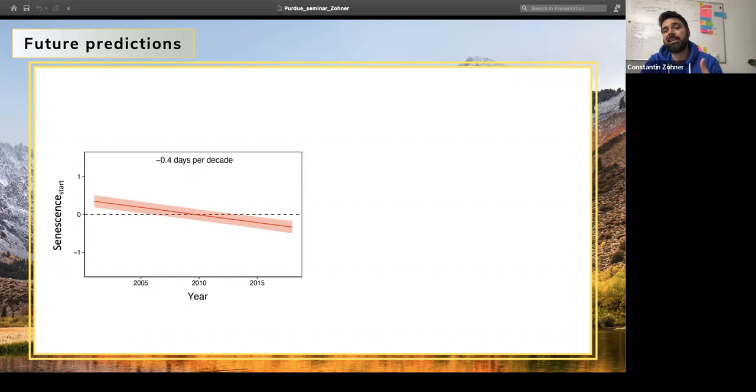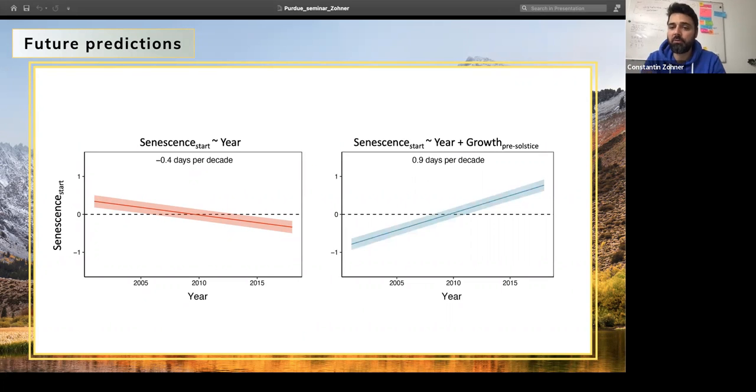And we can do an additional test where we control for this effect of pre-solstice temperature. We can basically include pre-solstice productivity as an additional driver in the model to say what would be the temporal trend if we assume that no changes in pre-solstice productivity are happening. And if we do that, we then see that we actually would expect delays in the start of senescence. So it really seems that this pre-solstice effect is the driver here that leads to these slight advances in the start date of senescence that we actually observe over recent decades.